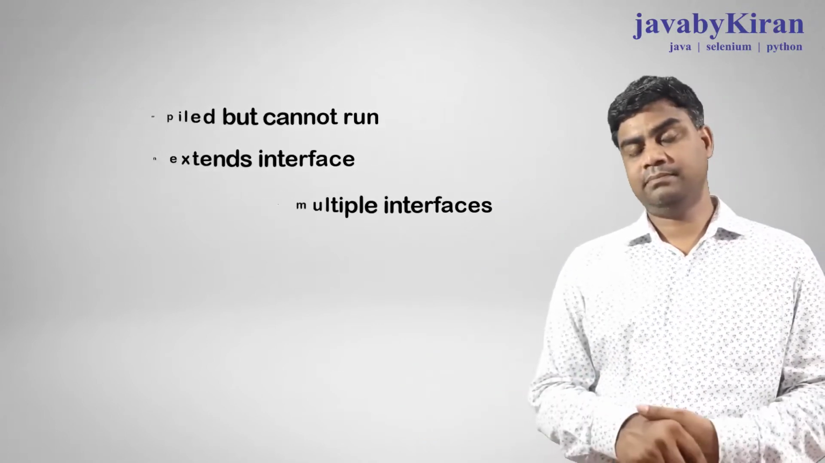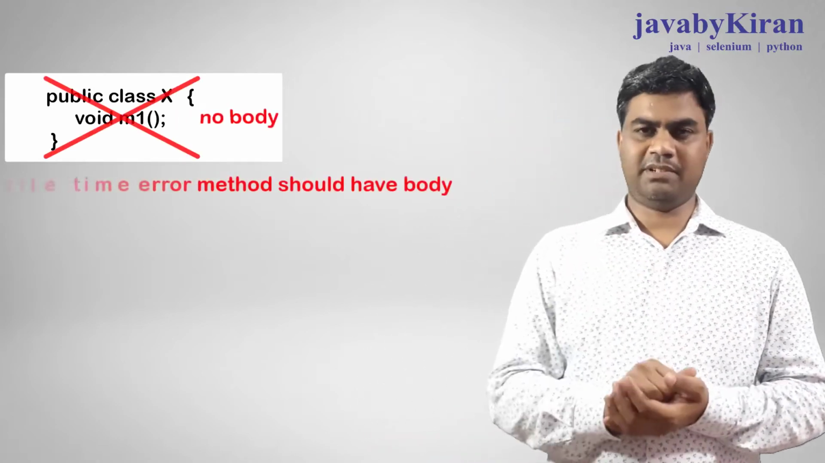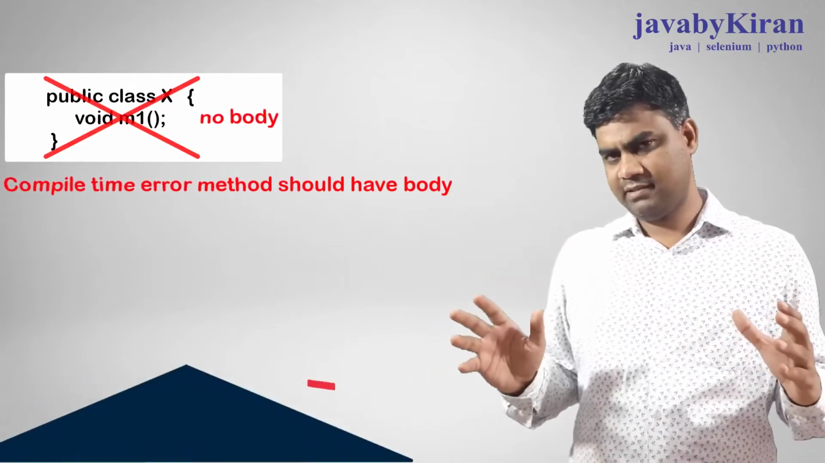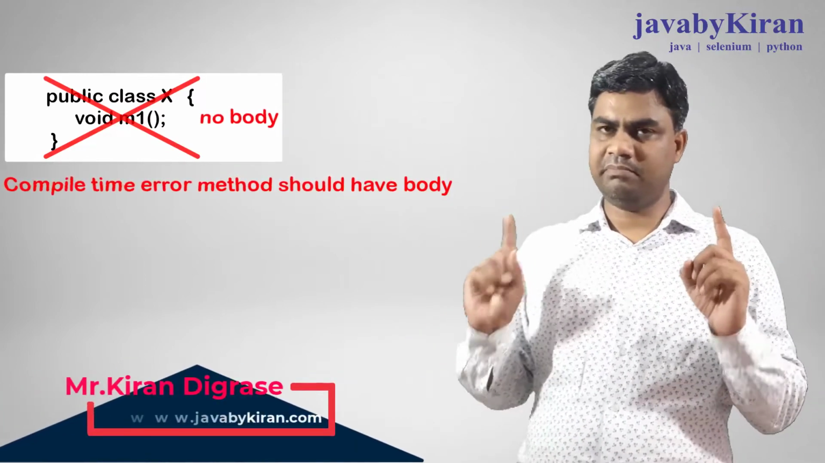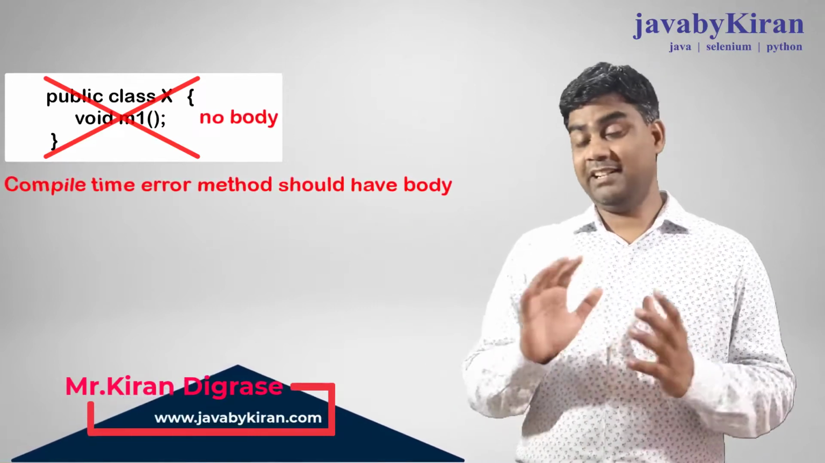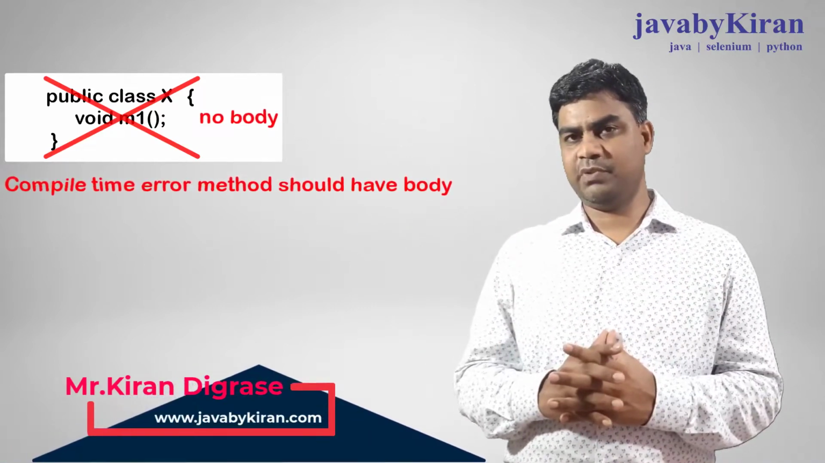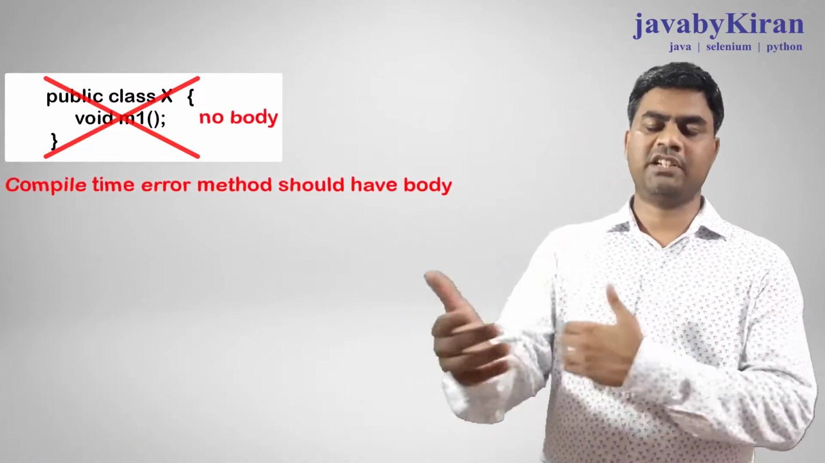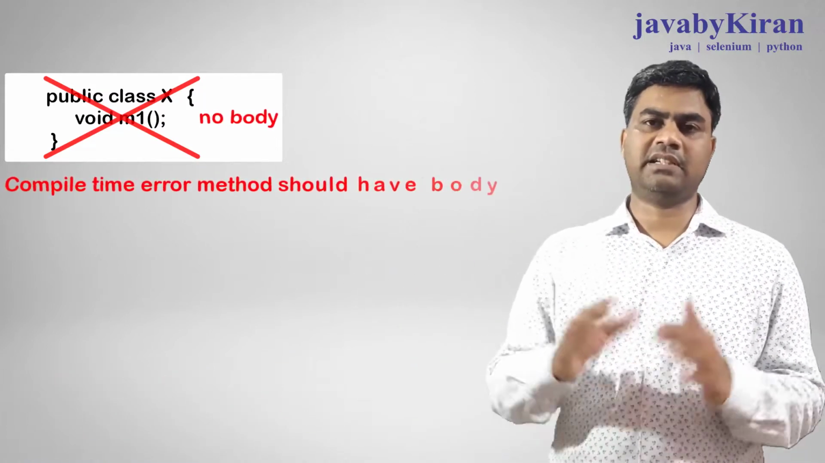See the example. I have class X. What I tried to do here, I wrote a method without body. It will give a compile time error. So please remember, whenever you write a class, you must write the method's body over there. You cannot leave it just like that. But the interface is the only feature we have in Java where we can have methods without body. Obviously there is another feature which we are going to discuss later, that is abstract class.